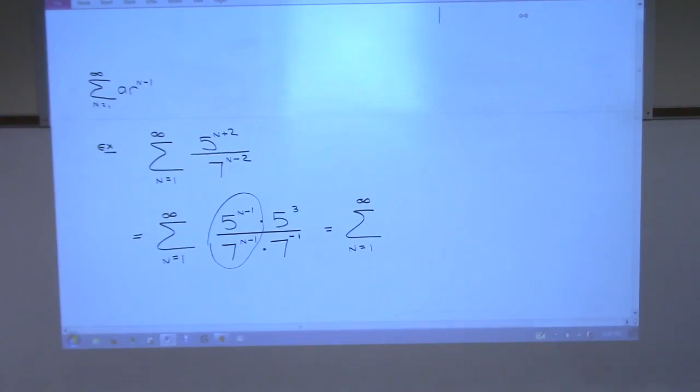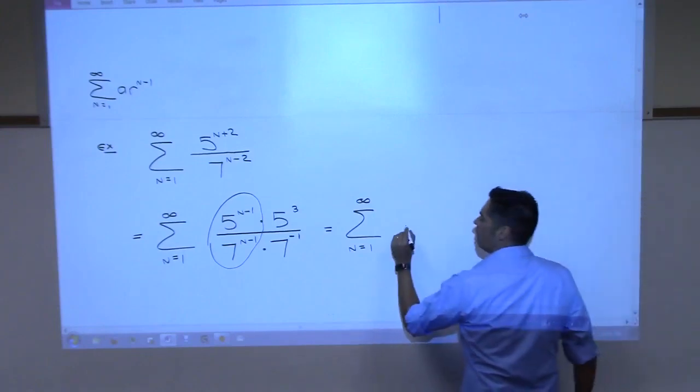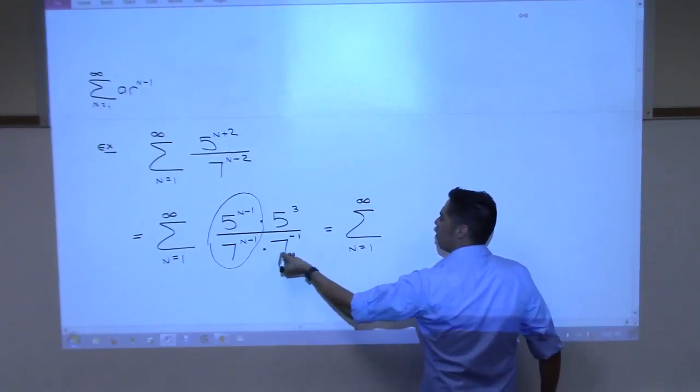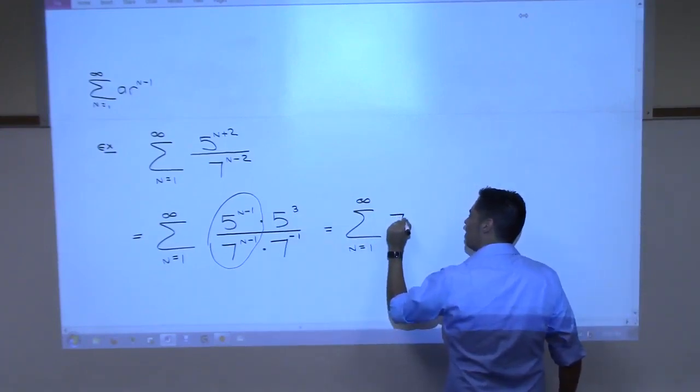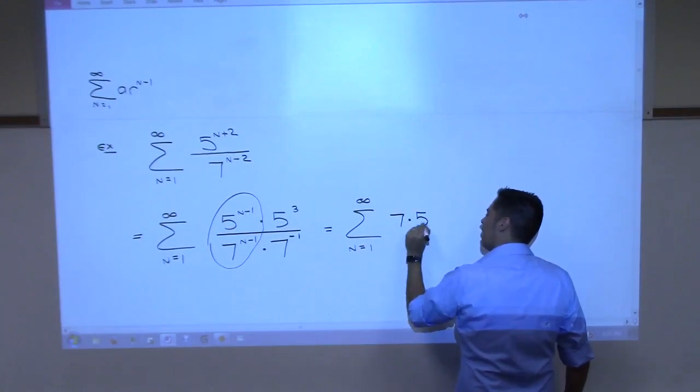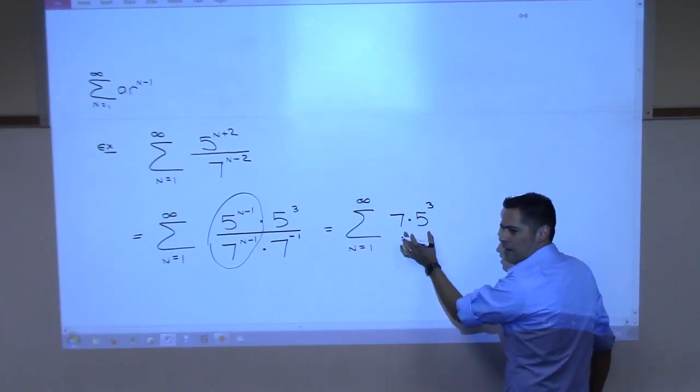Now here's my advice to you. Don't figure out what these numbers are, because of what you're going to do with it in a minute, all right? So look, I'm going to bring the 7 to the negative 1 up. So I'm going to have 7 to the positive 1, 5 cubed. Of course we could just get this on our calculator, right?